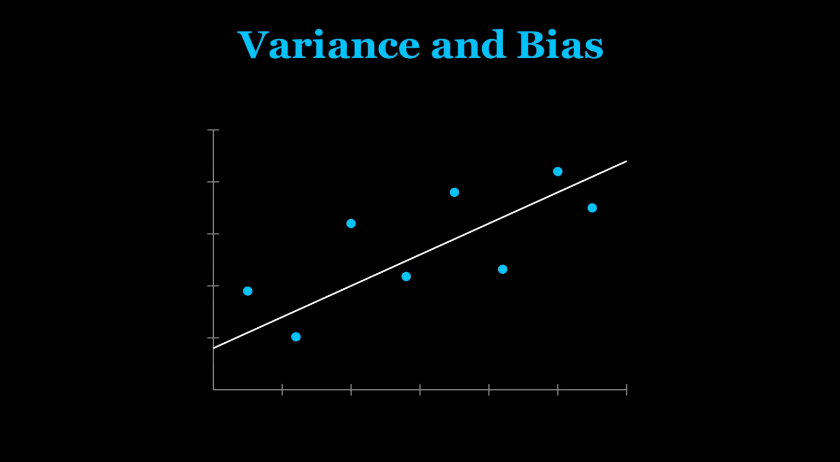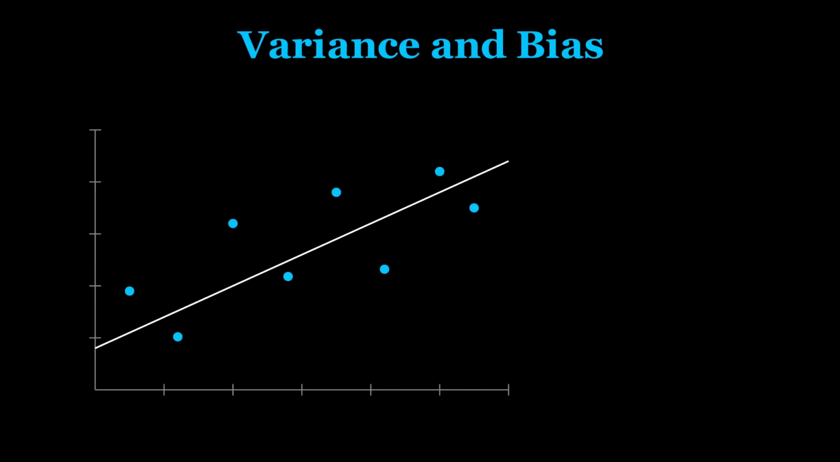In a previous video, we talked about the mean squared error for a single data set. But what if we want to know how stable the model is across data sets? That's where bias and variance come in.